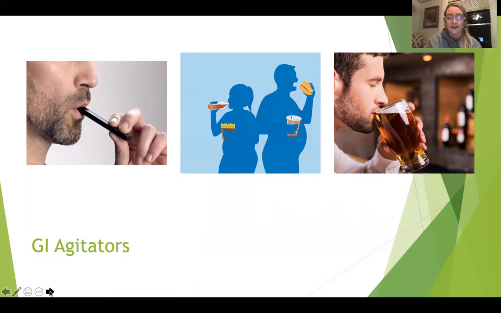Smoking and vaping both contain nicotine. That nicotine relaxes the esophageal sphincter, and when it's relaxed, it opens up and allows the acid to come back up and causes reflux.